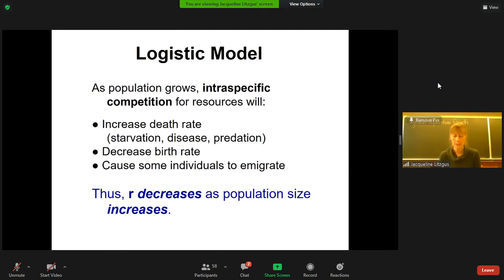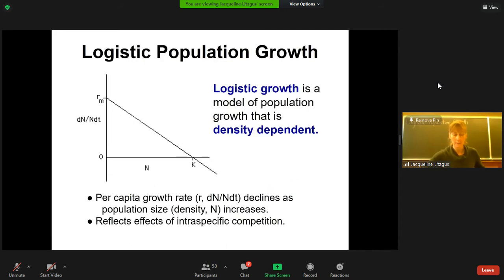Also, when things get really crowded and there's a ton of competition, individuals might leave. They might emigrate out of that population. And of course, that's also going to change the value of birth rates, death rates, and little r. So what we expect in a more biologically realistic situation is that r is going to decrease as population size increases. As the population gets bigger, that per capita growth rate is going to come down. It's not a constant value in most realistic cases.